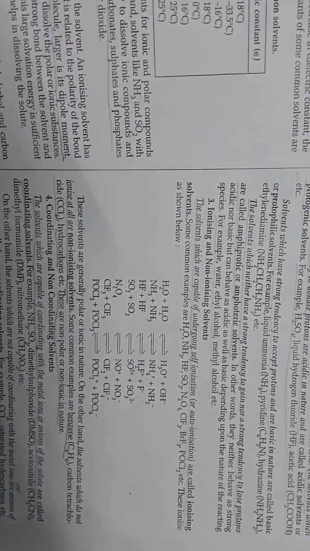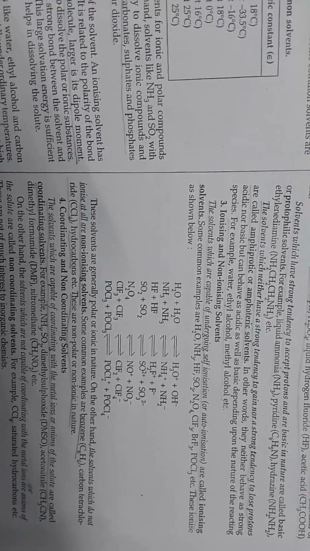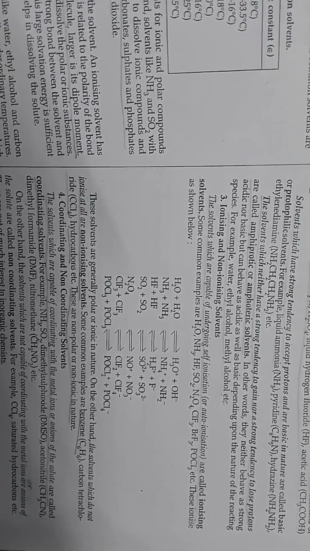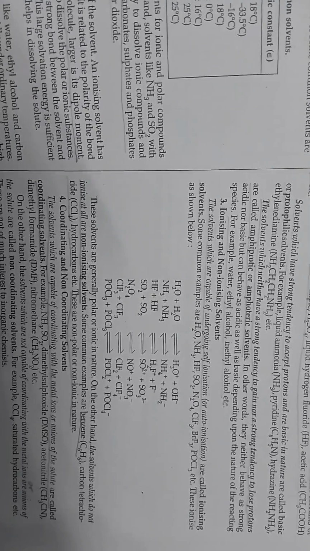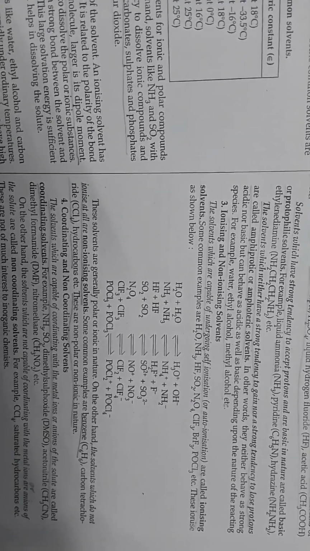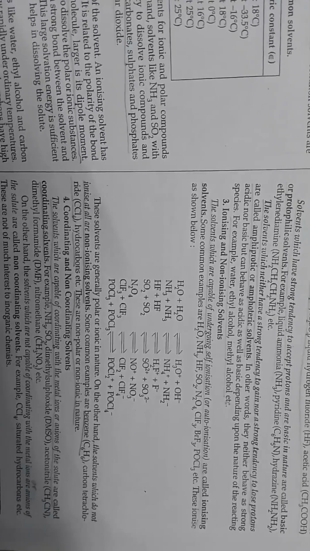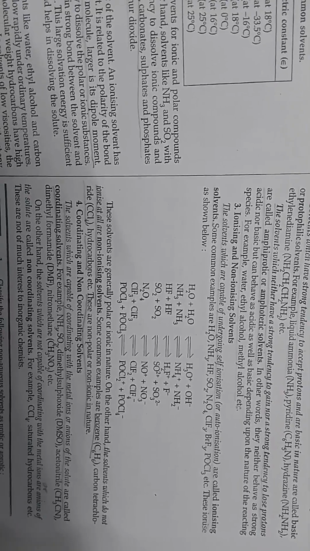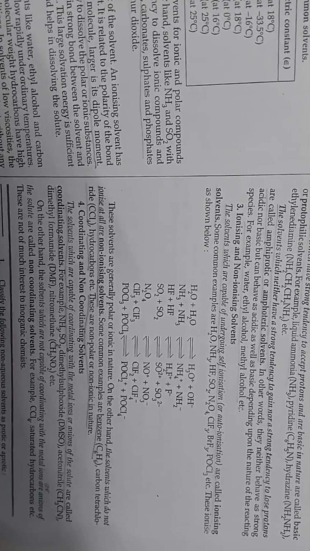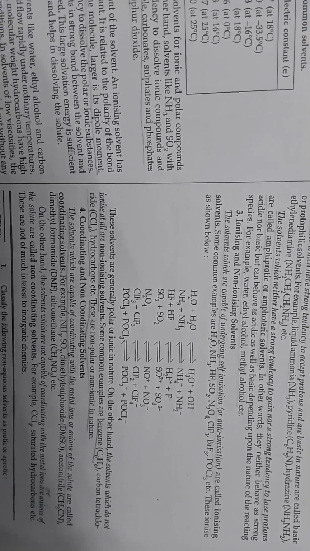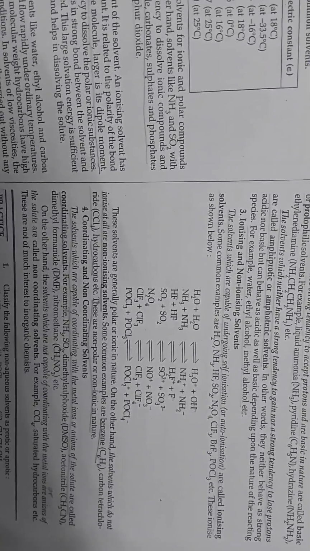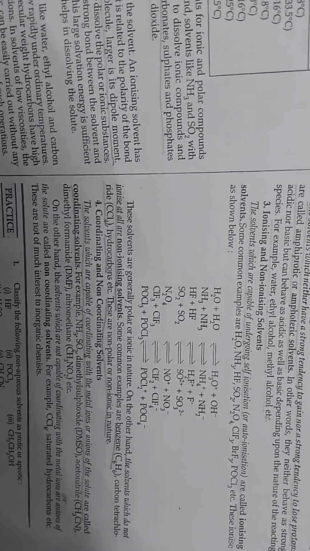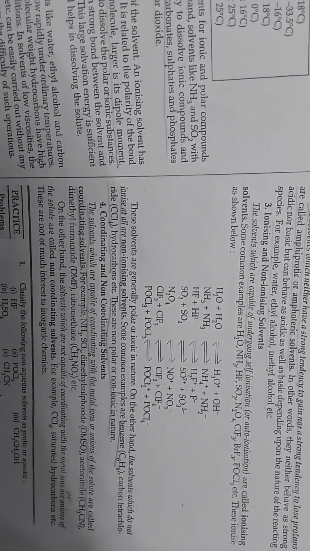Ionizing and non-ionizing solvents. Solvents which are capable of undergoing self-ionization are called ionizing solvents. Some common examples are H2O, NH3, HF, SO2, N2O4, ClF3, BrF3, POCl3, etc. They ionize as shown below. H2O plus H2O gives H3O plus and OH minus. NH3 plus NH3 gives NH4 plus and NH2 minus. HF plus HF gives H2F plus and F minus. SO2 plus SO2 gives SO2+ plus SO3 2 minus.